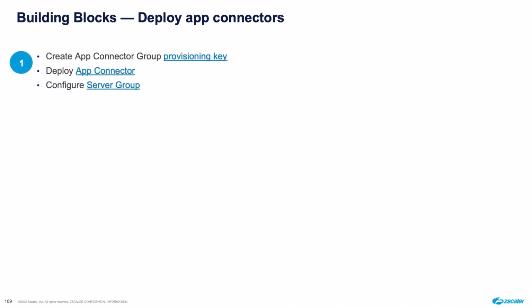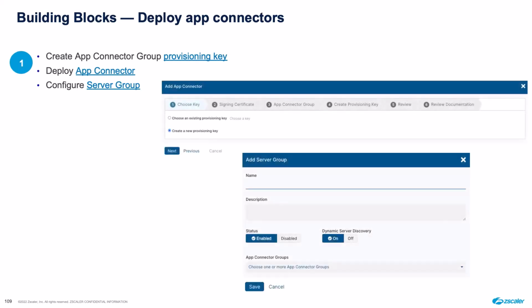So the first step here is to successfully deploy app connectors in order to provide the secure authenticated interface between a customer's servers and the ZPA cloud. Now, app connectors can be deployed in several forms. Zscaler distributes a standard VM, virtual machine, image that can be used in enterprise data centers.